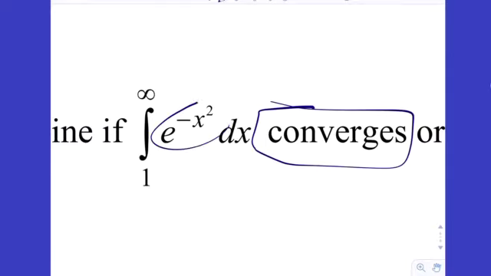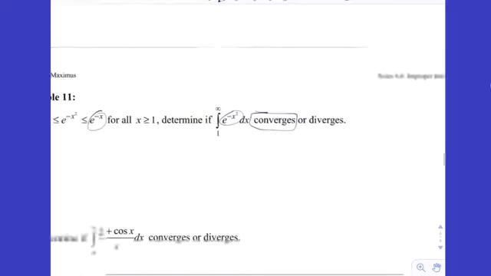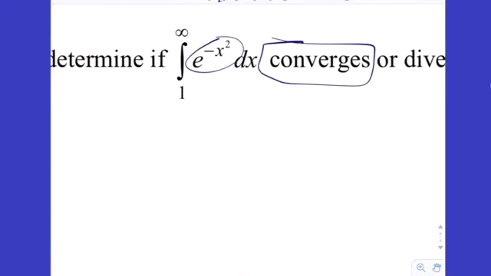Man, where do we go to find a function that is conclusively bigger than e to the negative x squared without having to prove that it's bigger? Look to the left. Oh, sweet. I love that left vision. I'm going to use that left vision more often. The integral of e to the negative x dx.